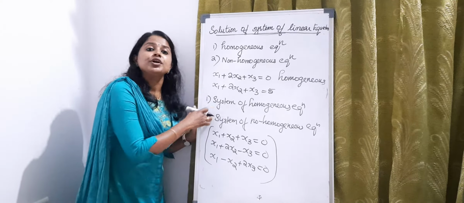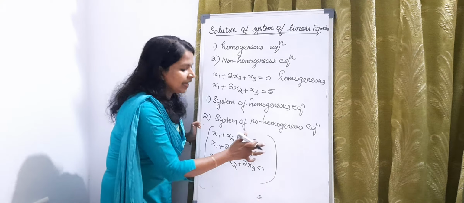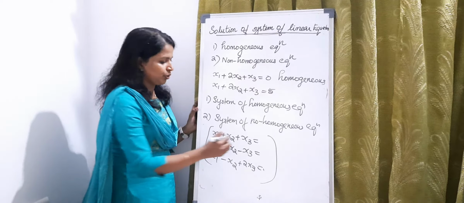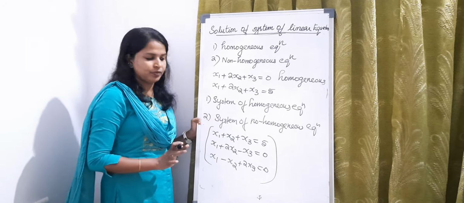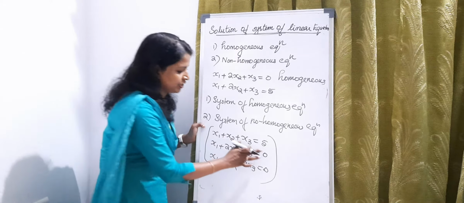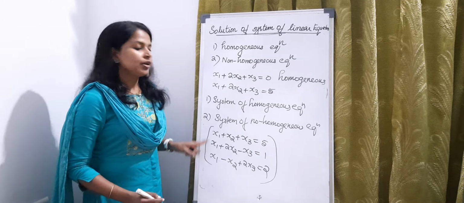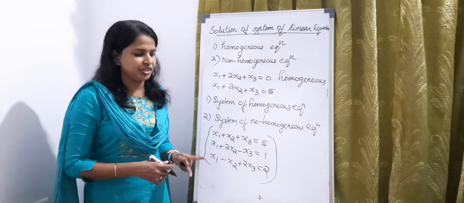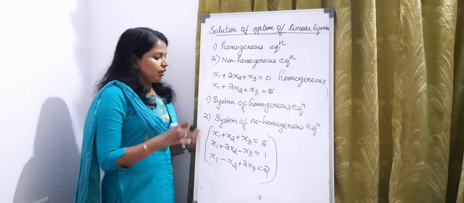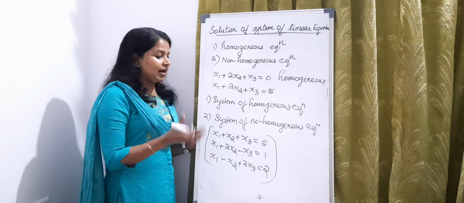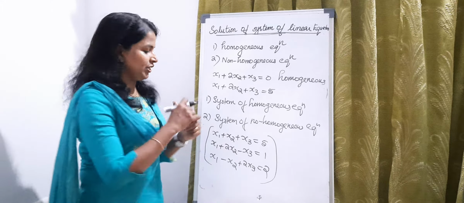Then system of non-homogeneous equations. Listen, here the right side of at least one of these equations is not equal to 0. That is 5, 0, 0. So okay for non-homogeneous equation. This is a system of non-homogeneous equations. This is also an example of a system of non-homogeneous equations. That is, if the RHS of at least one equation is not equal to 0, it is called a system of non-homogeneous equations.